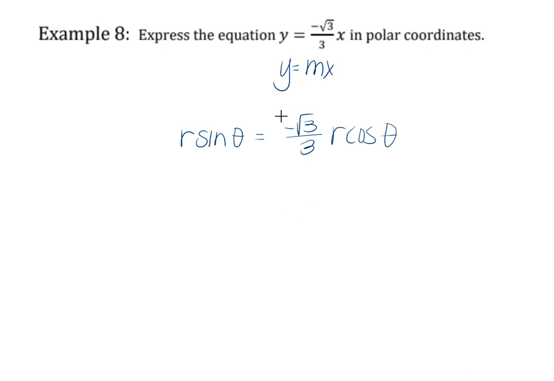Typically, when we're changing into polar coordinates, we want to get r by itself. But if I try to move this r, for example, over to the other side by dividing by it, well, then these r's will cancel out, and so will these.